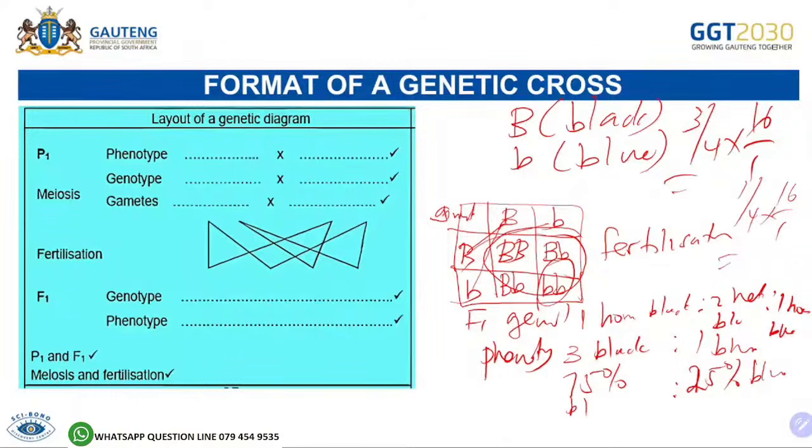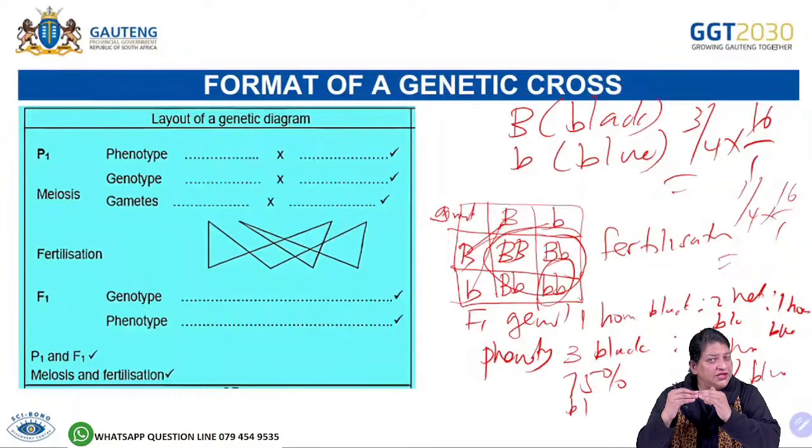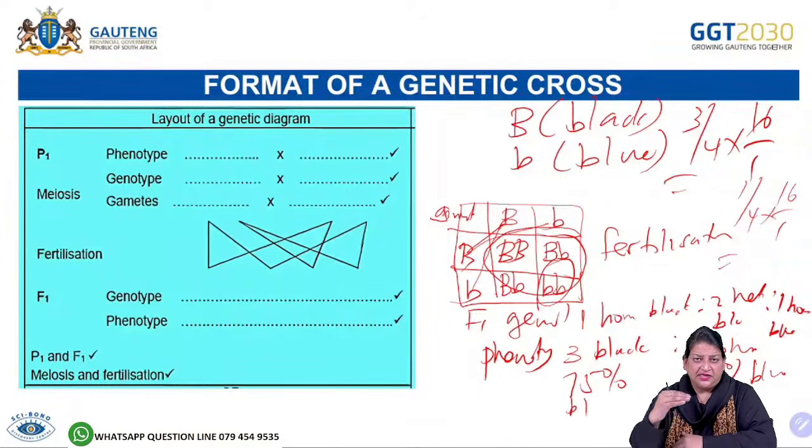So here is the genetic cross. P1 phenotype, use the words from your question. Next, represent your alphabets, your genotypes, right? Which is dominant, which is recessive. Is it homozygous dominant? 2 capitals. If it's homozygous recessive, 2 small letters. Is it heterozygous? 1 big, 1 small. Then meiosis, you're going to take 1 allele and put them down there. Put them as gametes, okay?